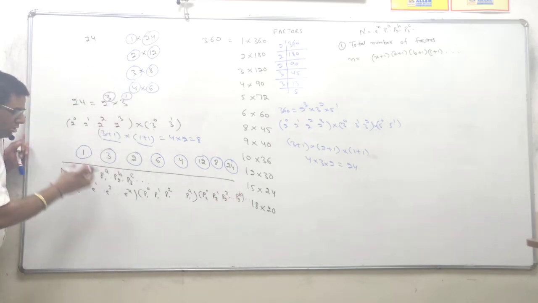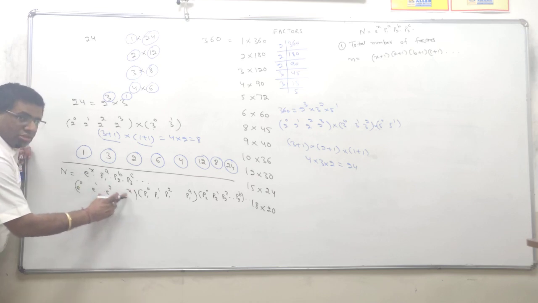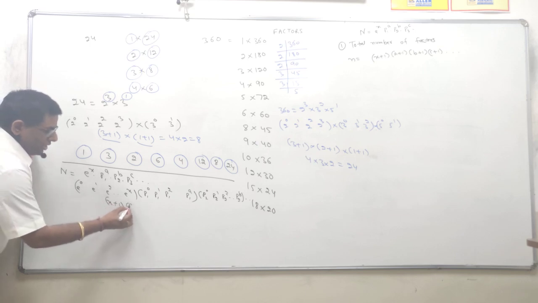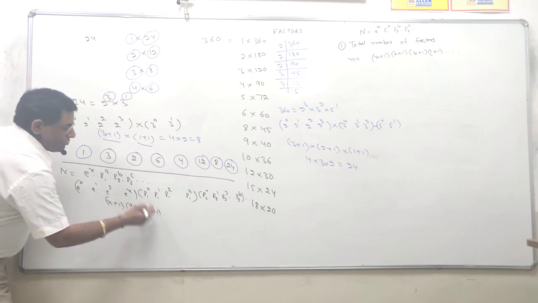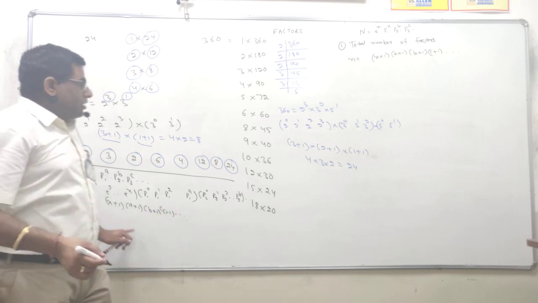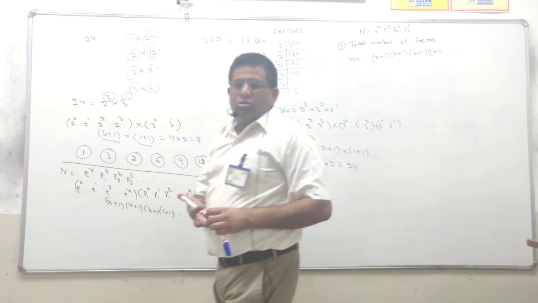So the total number of ways of choosing: for e there are 1, 2, 3, 4, up to x, and this 1, so x plus 1 ways, into a plus 1 into b plus 1, next c plus 1, and so on. This is why we are getting this formula for the total number of factors of any composite number. Hope it is clear to everyone.